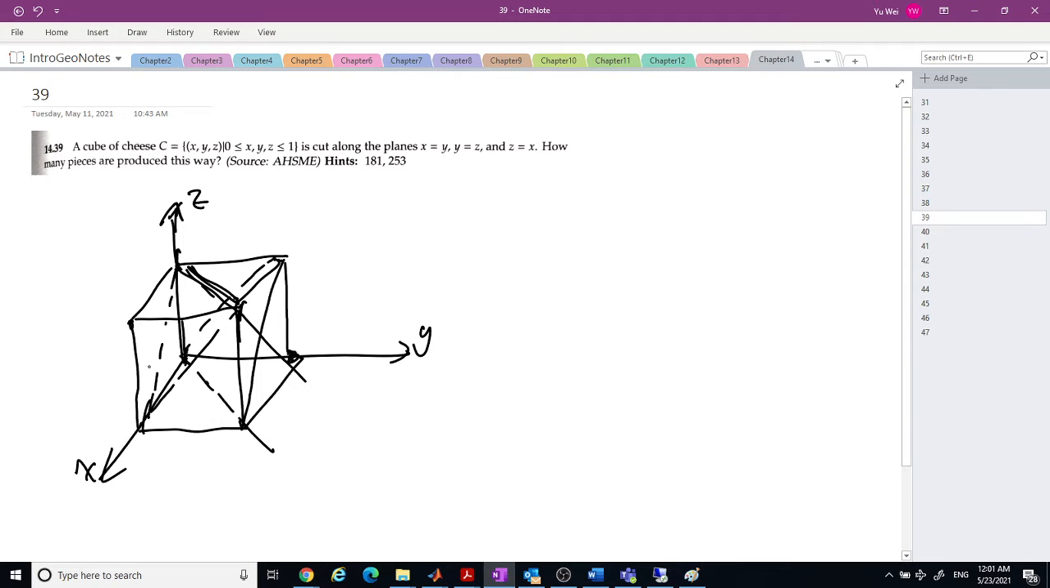Okay, so we have the three phase. Okay, then cut it through. Now the question is asking you how many parts of this cube has been cut into. Okay, so now let's solve the first part. Is this okay? Let's draw it.